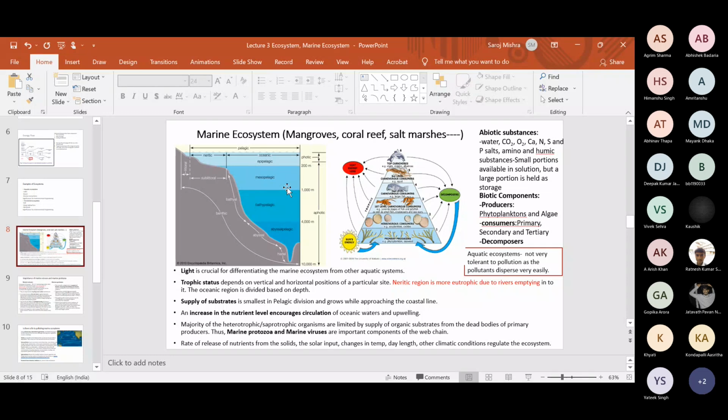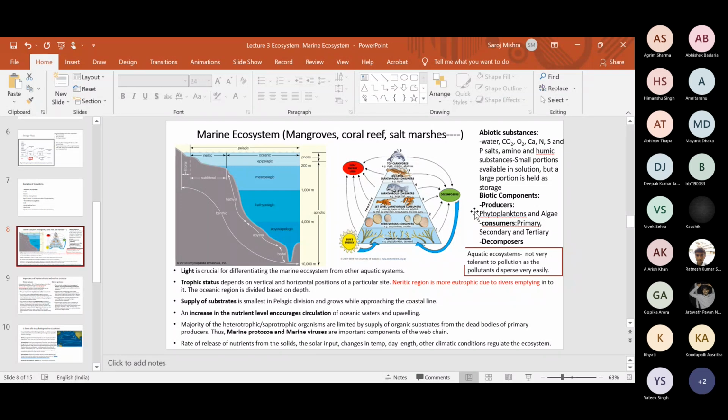Okay. In addition to that, in an ecosystem, we always define what the non-living things are. So these non-living things for this marine ecosystem are, for example, water, carbon dioxide, oxygen, calcium, which comes out dissolving from the rocks of the land masses, the nitrogen, the sulfur, and the phosphorus-containing salts, which are constantly available, the amino and the humic substances. Small portions of it are available in the solution, but a large portion is held as storage, because in the land mass there are rocks and other things which are a constant storage house for sulfur and phosphorus-containing salts.